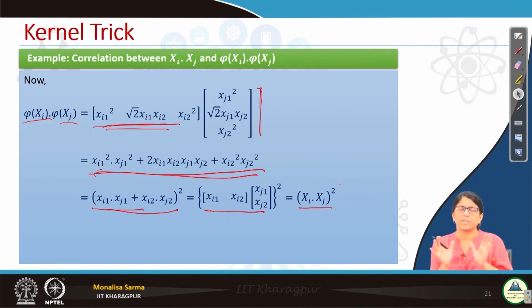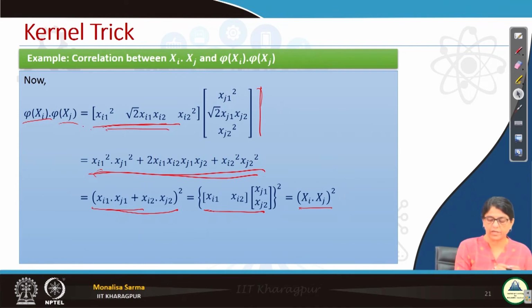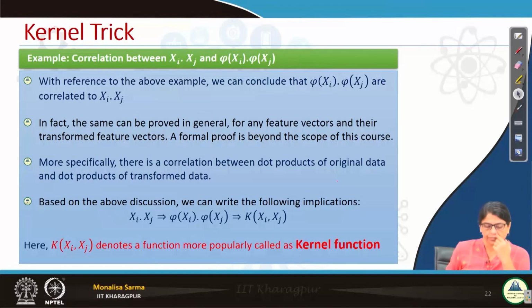Ignore the term whole square, whatever it is. Basically, what I found is that phi of xi dot phi of xj is somehow related to xi and xj. That means there is a correlation between phi of xi dot phi of xj and xi dot xj. The square, cube, whatever it is, forget about that. Just that phi of xi dot phi of xj is correlated to xi dot xj, because when we did phi of xi dot phi of xj, ultimately we got xi dot xj squared. So, with reference to the above example, we can conclude that phi of xi dot phi of xj is correlated to xi dot xj.